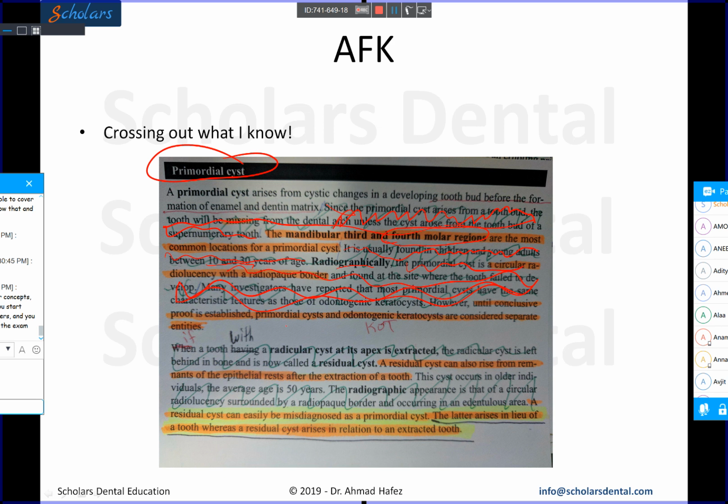Until conclusive proof is established, primordial cyst and odontogenic keratocyst are considered separate entities. Sure. If a tooth with a radicular cyst at its apex is extracted, the radicular cyst left behind in bone is now called a residual cyst. I already know that, so I crossed it out. That's easy now to me on my fourth reading. So what I really ended up reading on my fourth reading was this sentence and this sentence, you see? And that saves so much time. I don't need to read all the proper English in between.